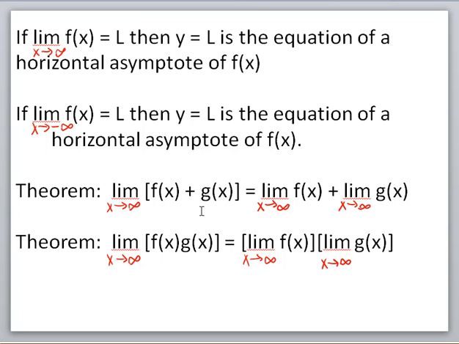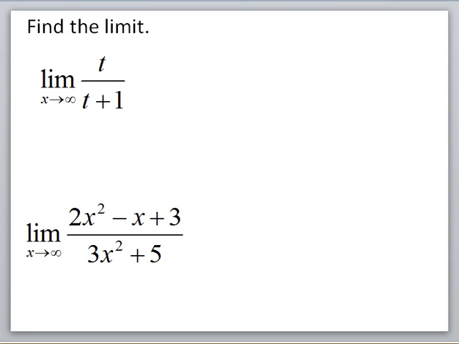Two reminders of the theorems that are involved with limits are these two. If you have two functions that are being added together, you can take the limits of them separately. If you have two functions that are being multiplied together, you can take the limits of those separately. Alright, so go ahead and start out.